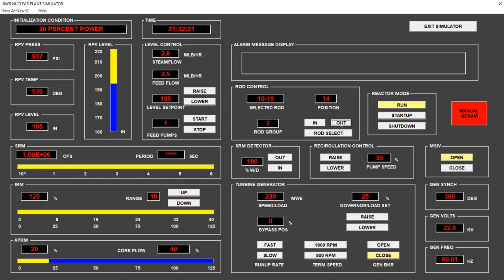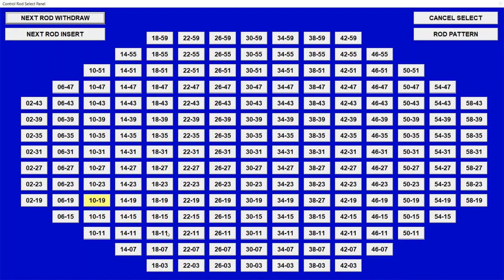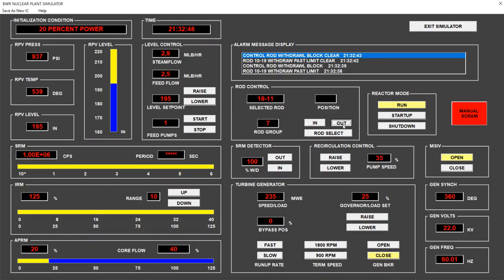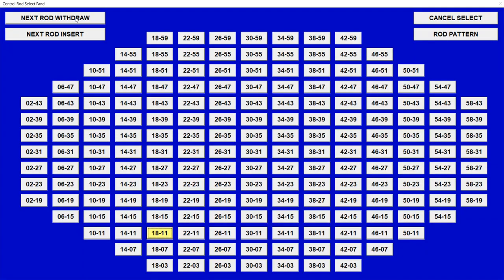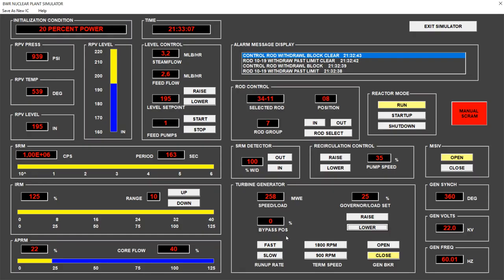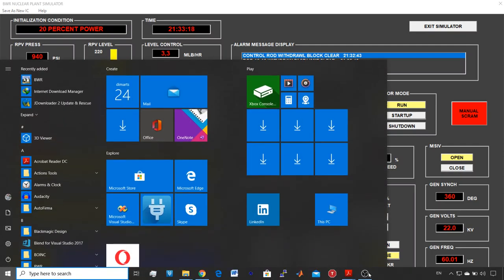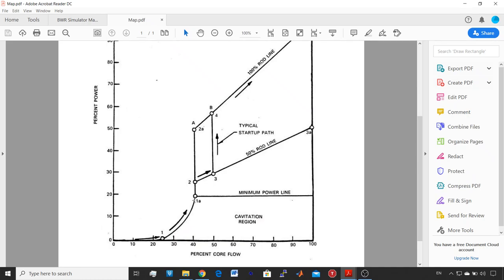Let's start to raise control rods. Oh, sorry, I went past 16, which is the maximum position, so I need to insert it back to 16. Let's select the next one, 18, 11. We have 16 and the power is 21%. Let's select the next rod. We are at 23 already. So now it's time to check again. We are at point 2 now.